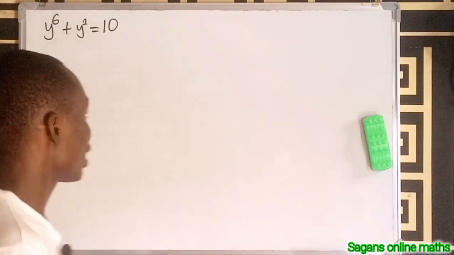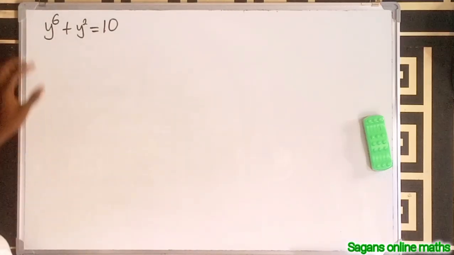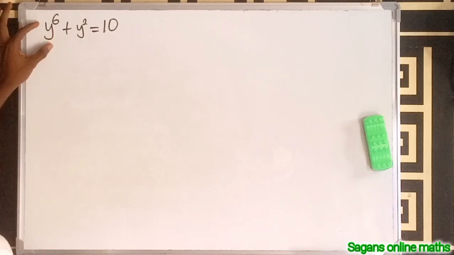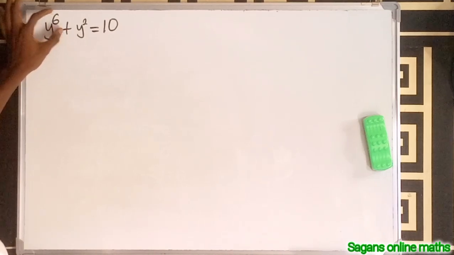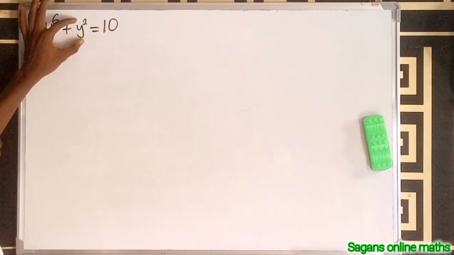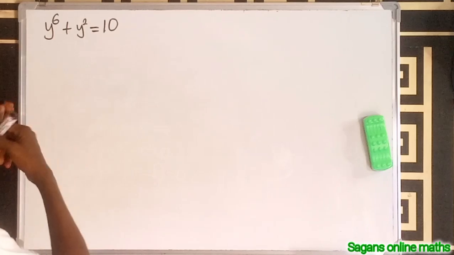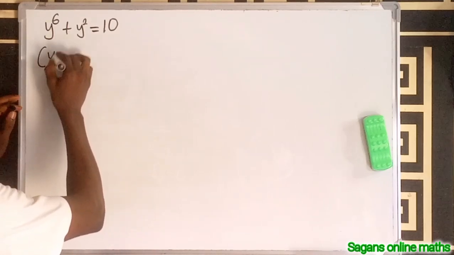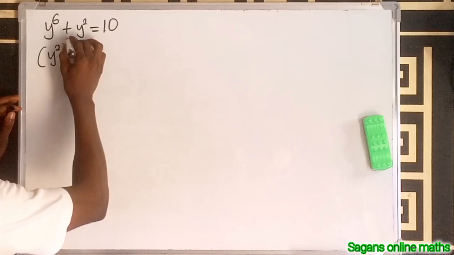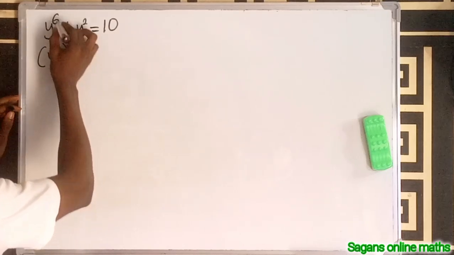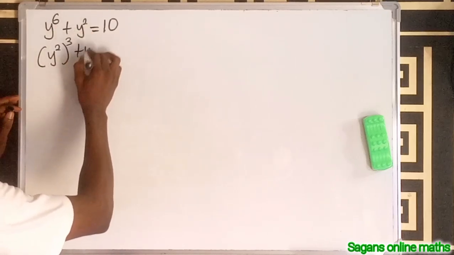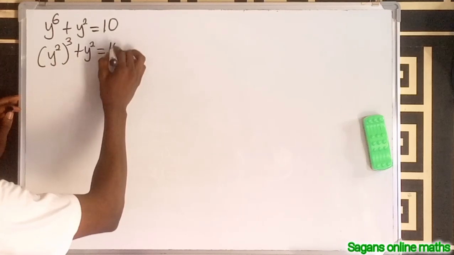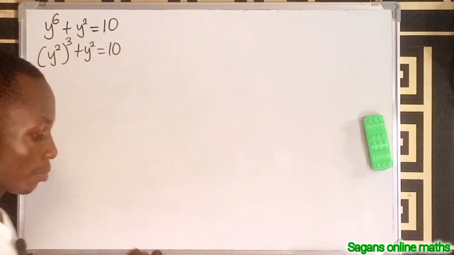Now, our first step: you're going to express y to the power of 6 to have a common term with y to the power of 2. By obeying the properties of indices, we can write this as y to the power of 2, all to the power of 3, because 2 times 3 will give us 6, plus y to the power of 2 equals 10. This is our first step.